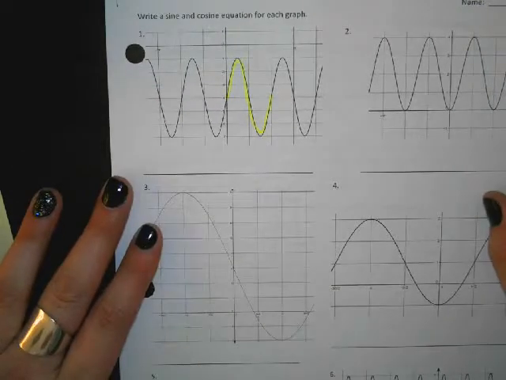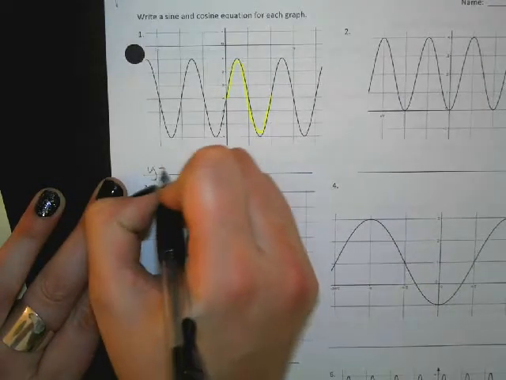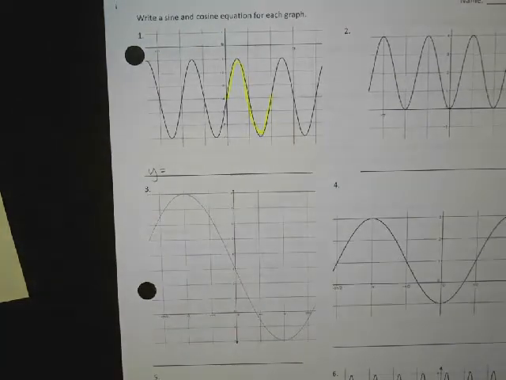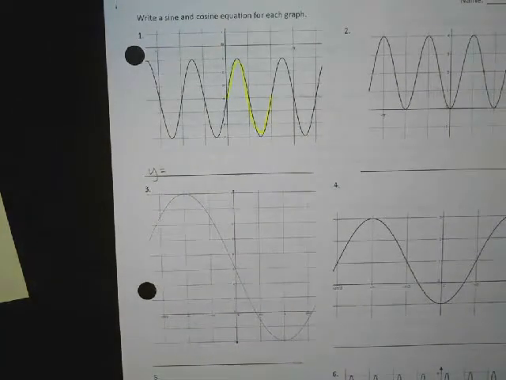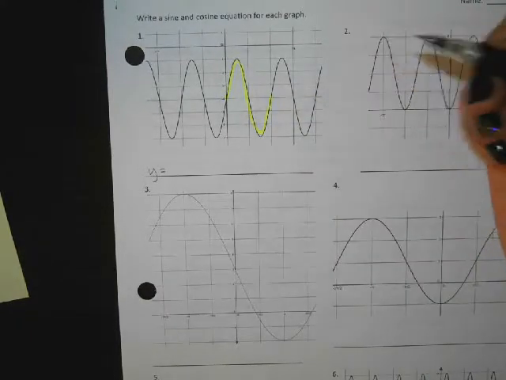All right. So I have for my equation y equals, does this look like a sine graph or a cosine graph? Sine. Is it positive or negative? Negative. What? It's positive. How do you know it's positive? It goes up first and then it comes down. And that's normal. Okay? I was looking at the little line.